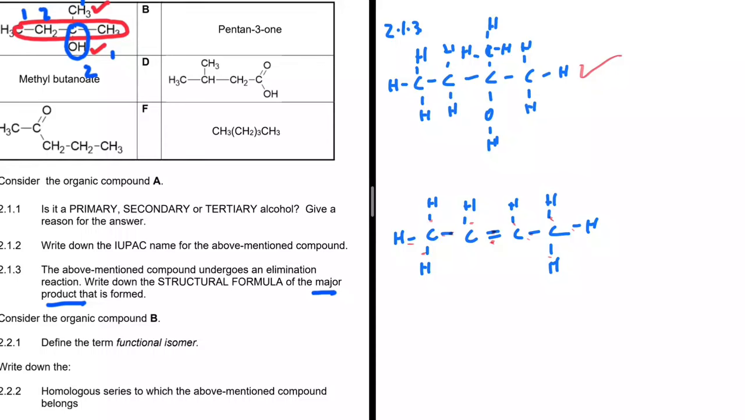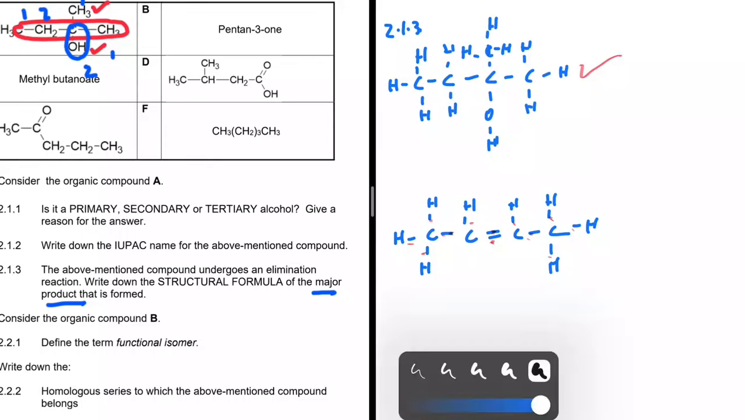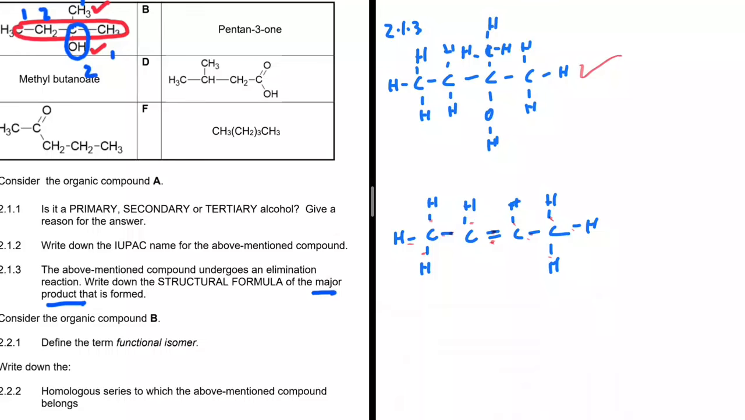We also need our branch. I'm forgetting to put the branch here, because we have a branch on the second carbon. So we don't have a hydrogen here, but rather we have a branch. That is what we are dealing with. Let's check if the number of carbons is still intact. 1, 2, 3, 4. Okay, I'm happy with that.